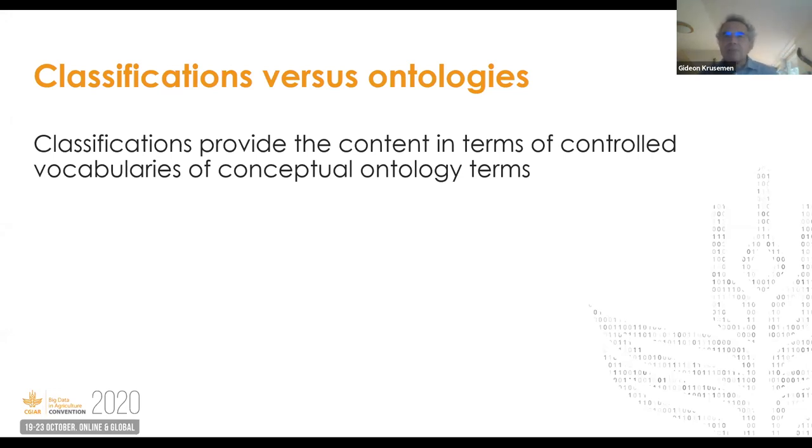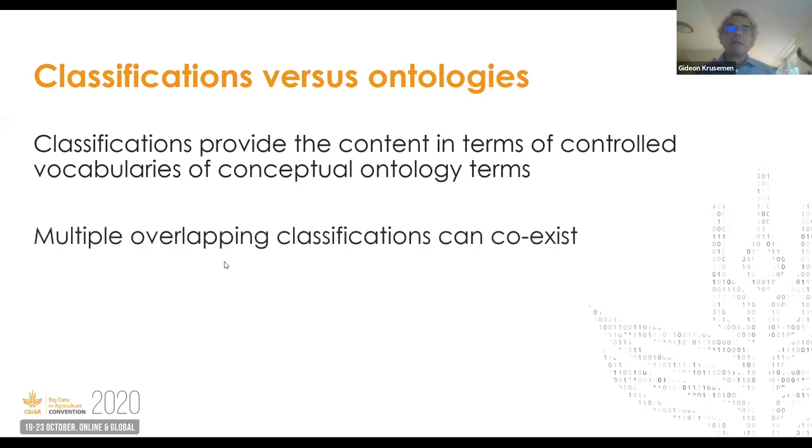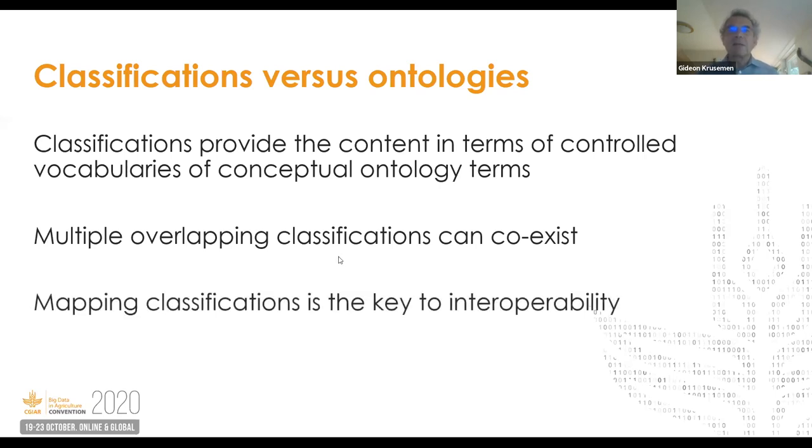And it's not just the crops; it's the geographic specification of where something is in a country, and how that country is called, or whether it is a province or whatever. So there is a wider range of issues, and for every concept that you can think of, there is a way of classifying the information that goes into that concept. So you have these multiple overlapping classifications that can coexist. And the key to interoperability is mapping these kinds of classifications.